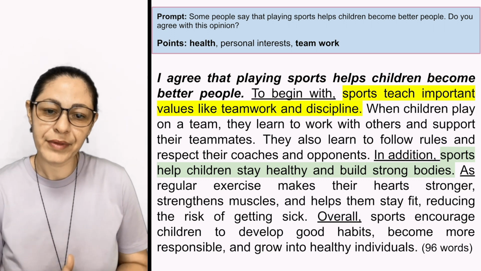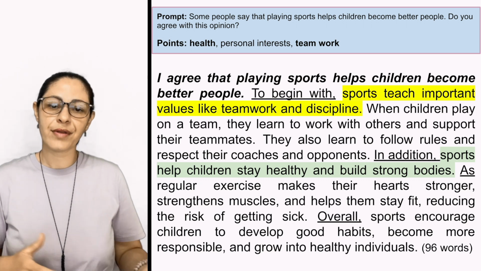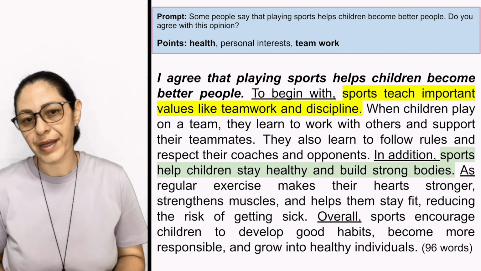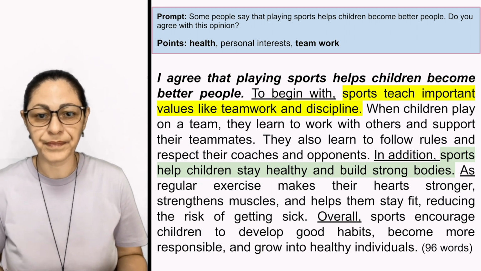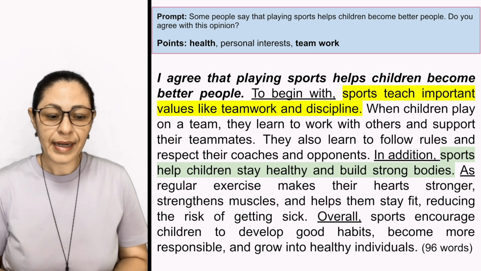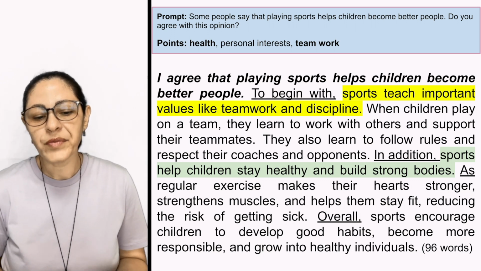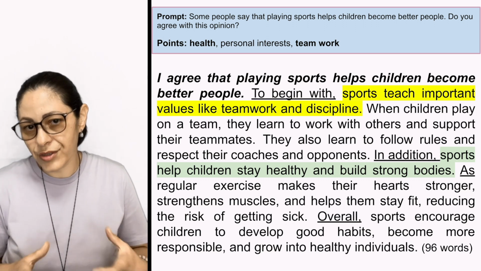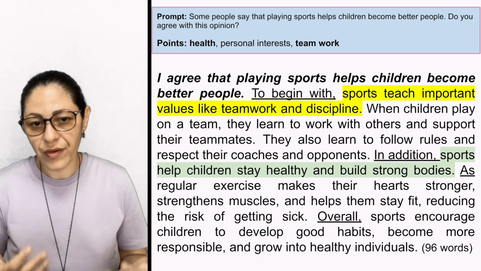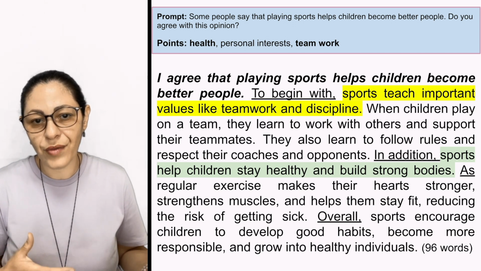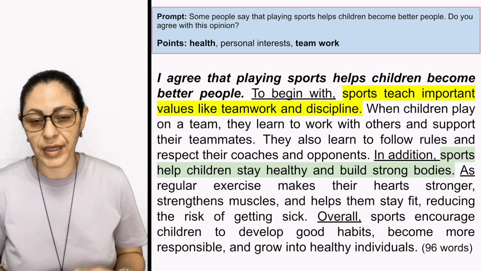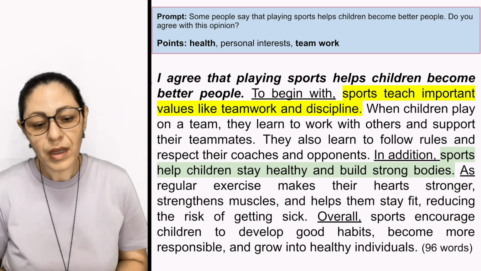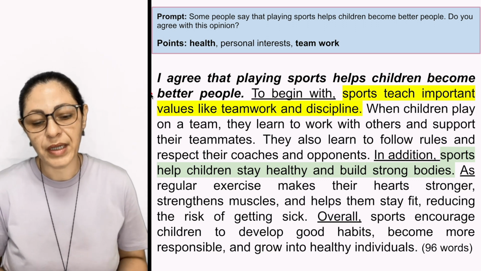The first thing that I would like to mention is don't start with yes or no. You could either say "I agree" or "I disagree," okay? I think it sounds better for a piece of writing. So, I agree that playing sports helps children become better people. This is my thesis. Actually, this is the first sentence that states whether I agree or not. This is the first thing you have to include in your piece of writing, your opinion. It needs to be clear. Okay, so one more time: I agree that playing sports helps children become better people.